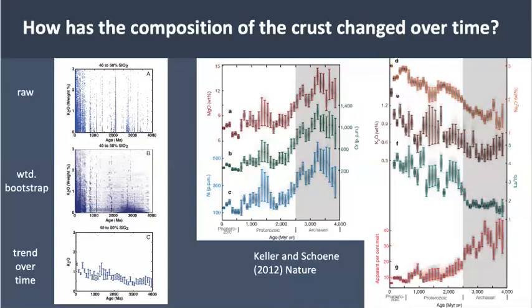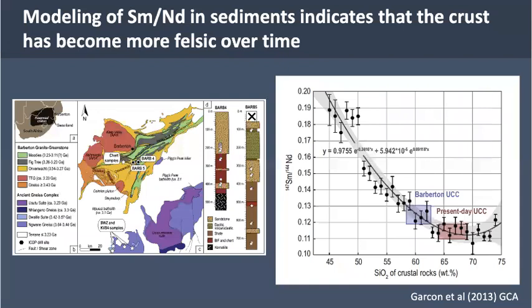On top of that, there are a variety of other studies that have looked at trace element compositions to evaluate similar trends in sediments over time. So I'm going to go through a couple of these very quickly in the interest of time. This is some work done by Marion Garçon in the Barberton Greenstone Belt, which is located in southern Africa in the Kaapvaal Craton.